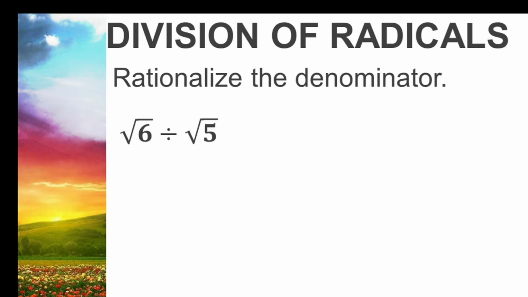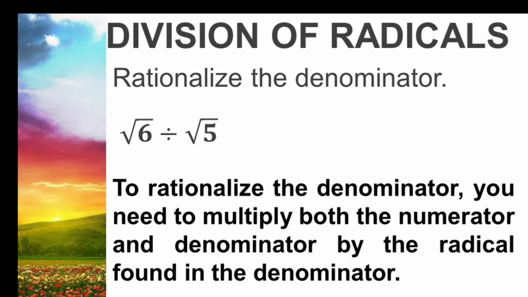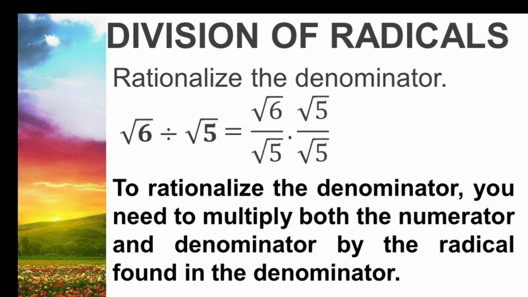Next, we have to rationalize the denominator of the given expression: square root of 6 divided by the square root of 5. Take note that to rationalize the denominator, you need to multiply both the numerator and denominator by the radical found in the denominator. So we have the square root of 6 over the square root of 5. We are going to multiply both the numerator and the denominator by the square root of 5. Why? Because multiplying the denominator by the square root of 5 would be equal to the square root of 25, which is simplified as 5.